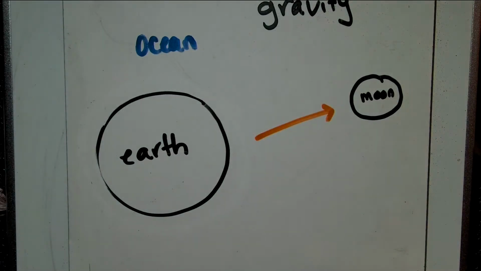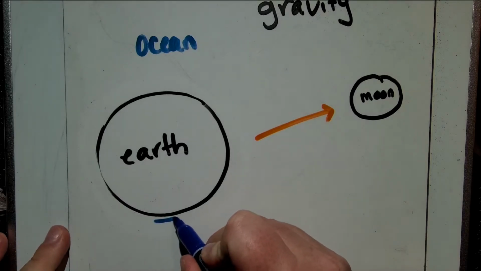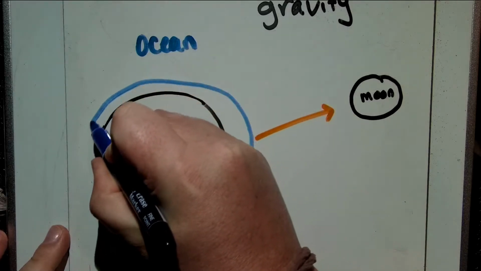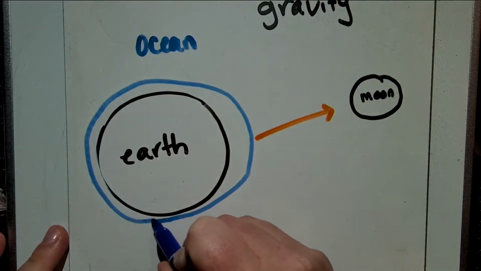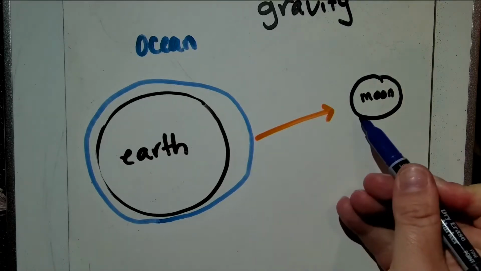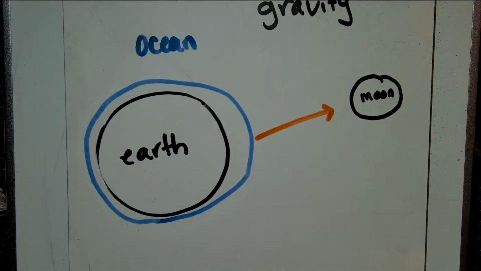How our ocean looks with the gravity pulled by the moon. So we're going to have something called a tidal bulge on this side here. Right here, this ocean is actually being pulled closer to the moon by gravity. So that's going to create a tidal bulge. It's going to create a high tide here. And now something else happens too.